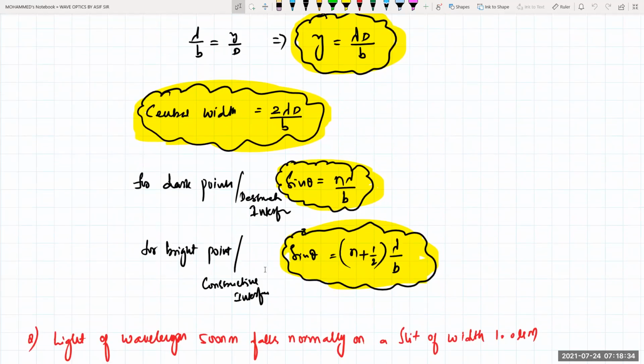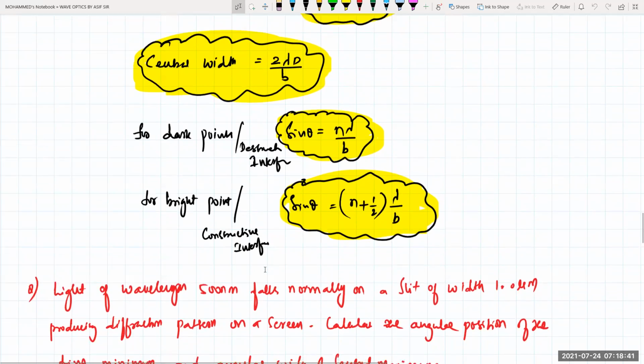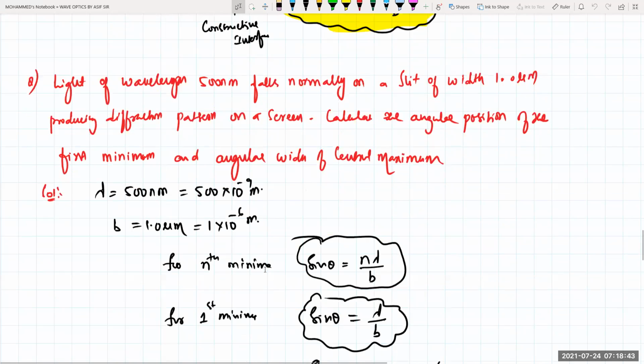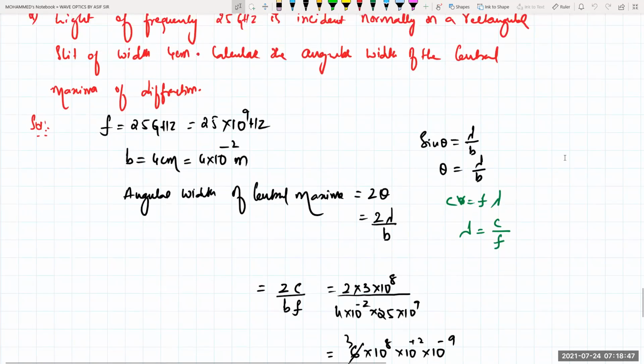For a dark point or destructive interference, sine theta is n lambda by b. For a bright point or constructive interference, sine theta is equal to n plus 1 by 2 into lambda by b. So we have done one or two examples related to that. Let us try to go for the next one.